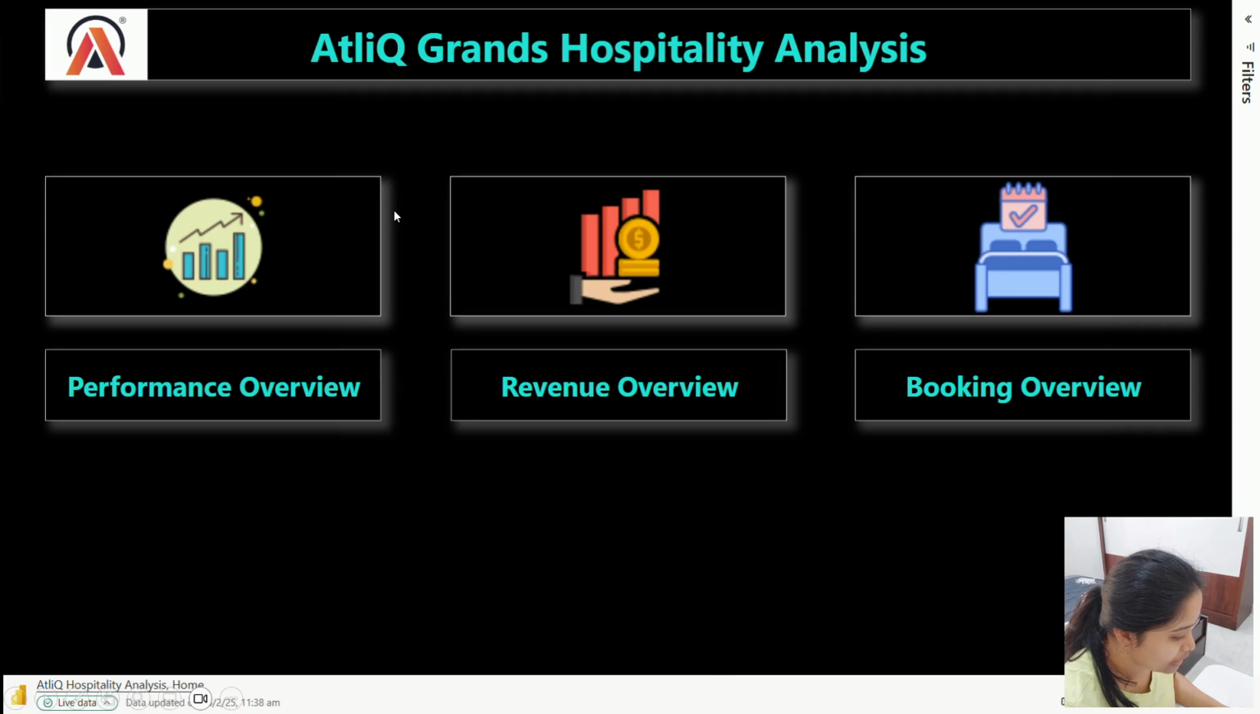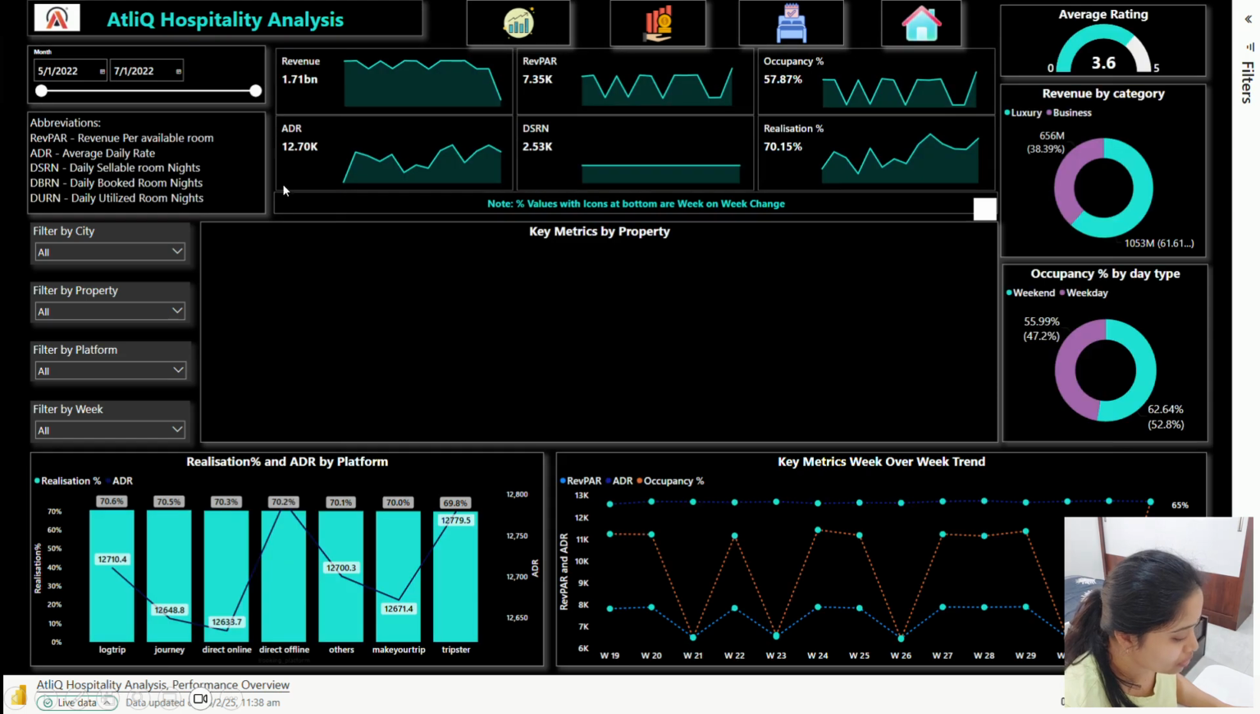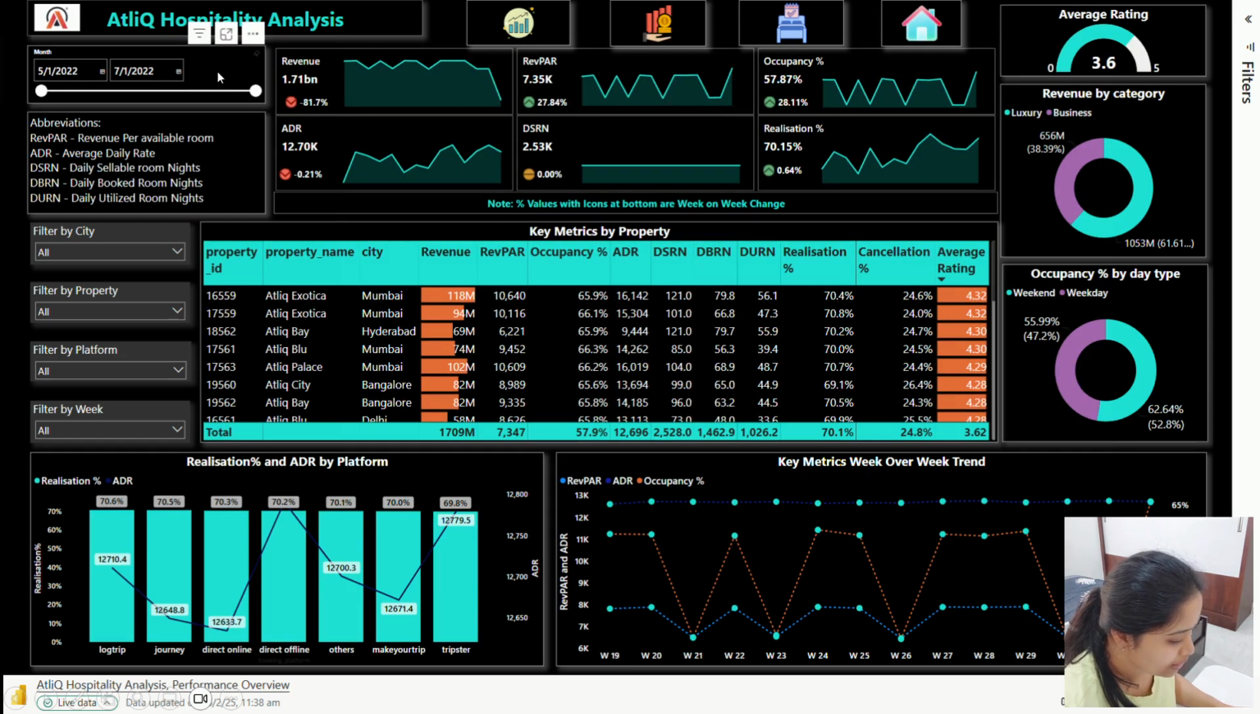This is the home page of the dashboard. Here we have three buttons: performance overview, revenue overview, and bookings overview. Let's move to performance overview. By clicking here, we can navigate to performance overview. This is the performance overview dashboard. On the left side, we have a date slider with the help of which we can change dates, and we have some abbreviations here. Also, we have some filters here by city, property, platform, and week number.